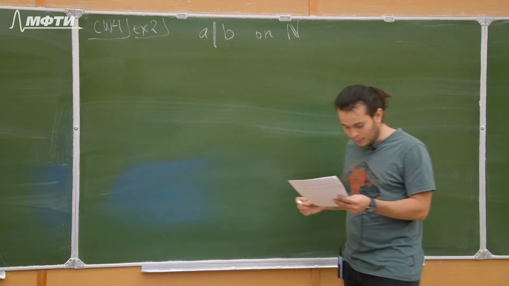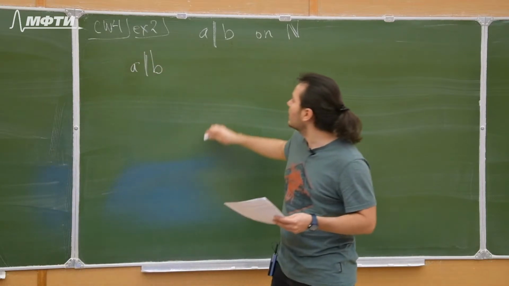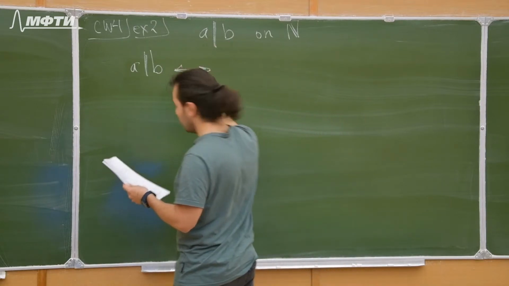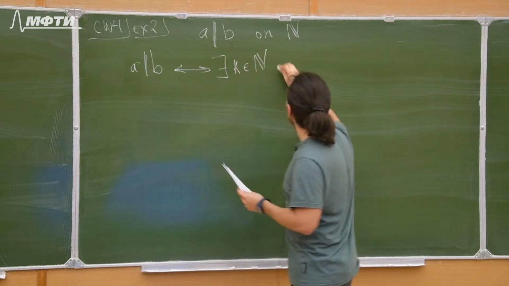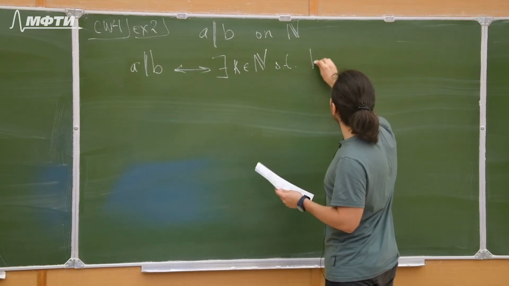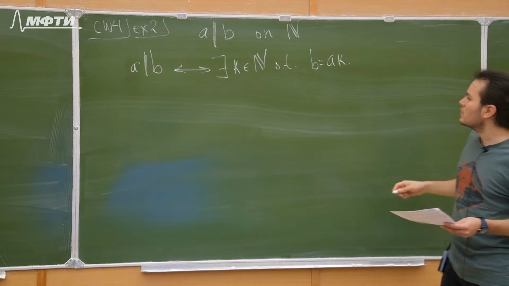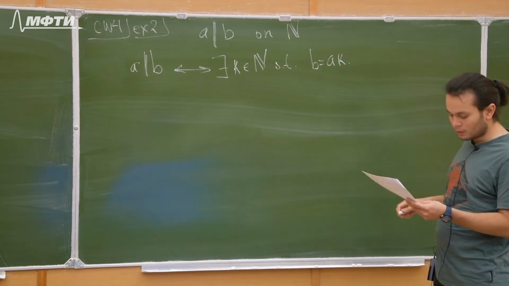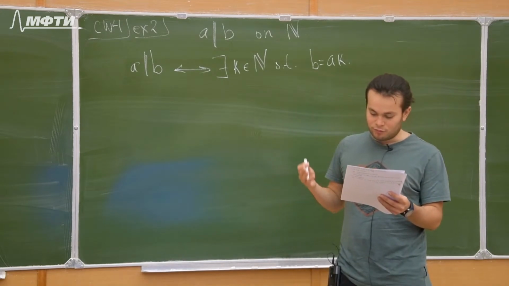Okay, so what kind of relation is this? We know that the ordered pair AB belongs to this relation if and only if there exists some natural K such that B is equal to A times K. So this is the definition of this relation, and then we have to make a finite sketch for the diagram of this relation.